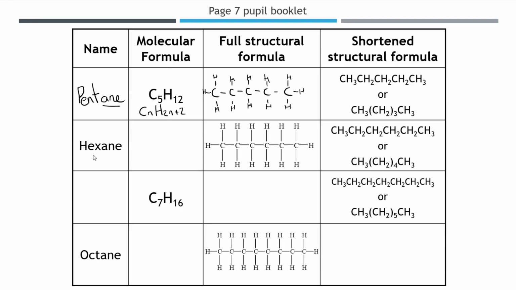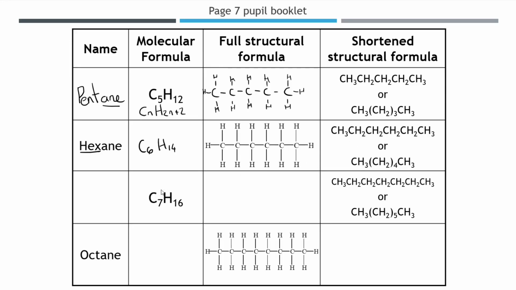Next one, hexane. We've got a name this time and no molecular formula. We know that the prefix hex means 6 carbons, so we're C6. Ane, well, that tells us it's an alkane, and it's got this general formula CnH2n+2, so we do 6 times 2 plus 2 is 14. And there we go, we've completed this row in the table. There's the corresponding full structure, there's the corresponding shortened structure.